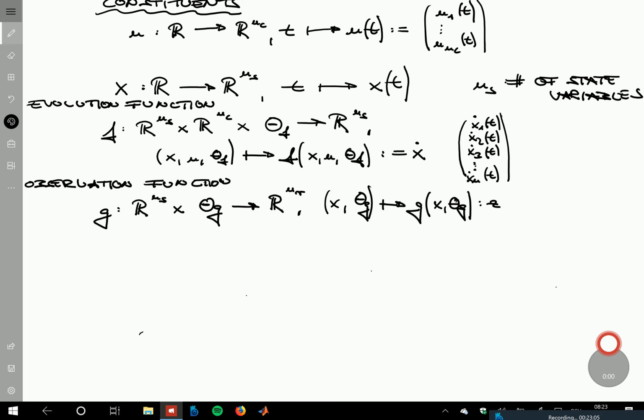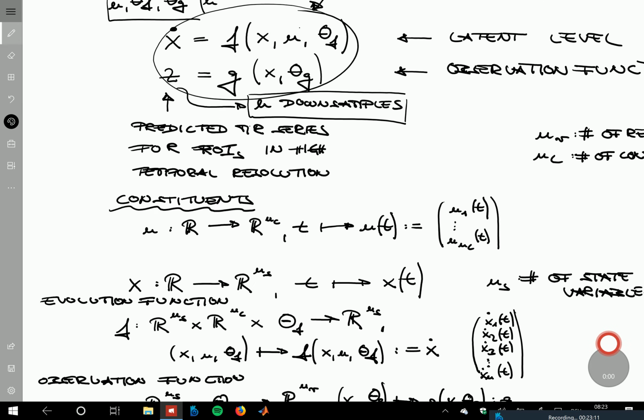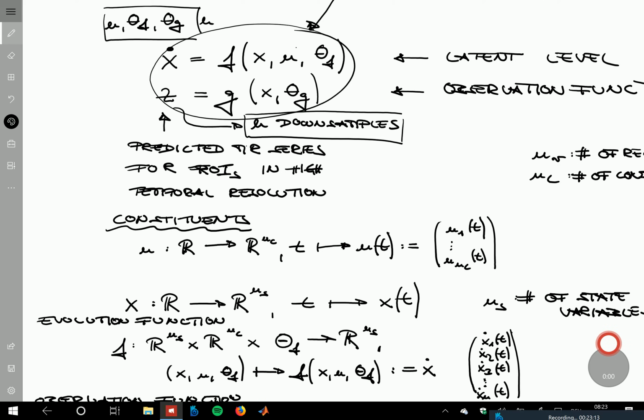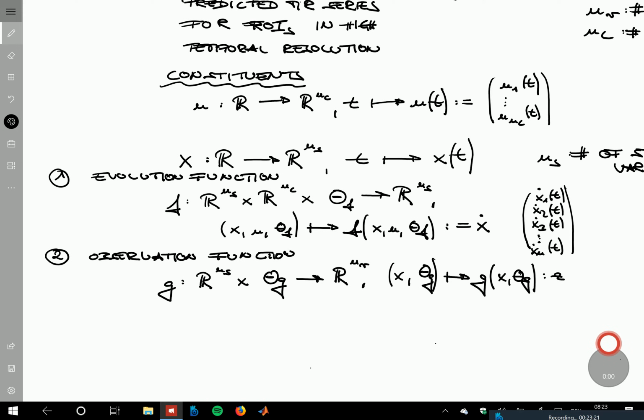So these are the important things, the evolution function and the observation function, which is of course fairly implicit already. If you see this, it doesn't add much in terms of content, only that we now specified a little bit more the dimensionalities of things.